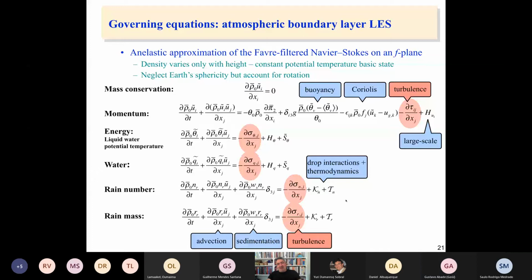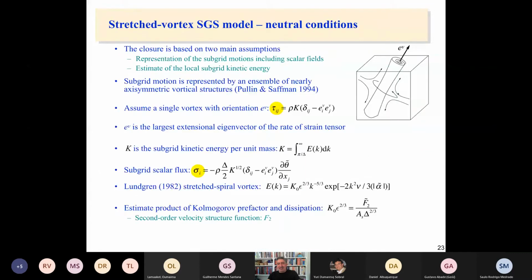Okay, so we're going back to turbulence now. The model assumes that in each grid cell, and I have a little bit of a cartoon of the grid cell, there's this vortex in each grid cell that is wrapping the fluid around it, and there's a mean large strain field around the vortex.